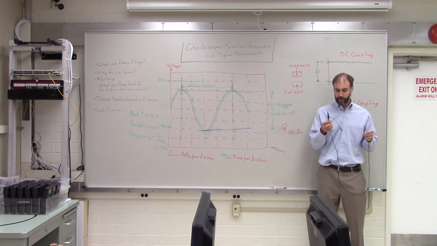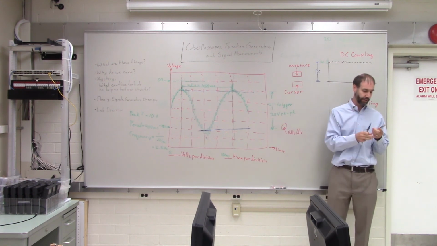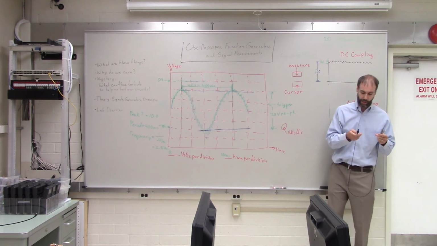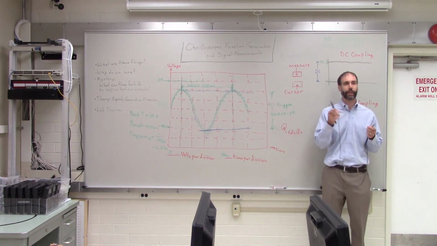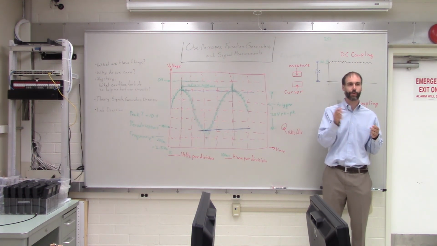You didn't have this type of probe in 302 when you're using the oscilloscopes over there. So you guys didn't have to think about that, but this is what's going on here. So always leave that little switch in the 10x setting.